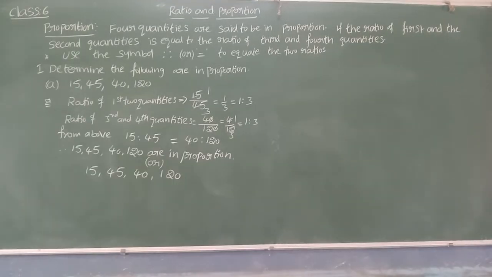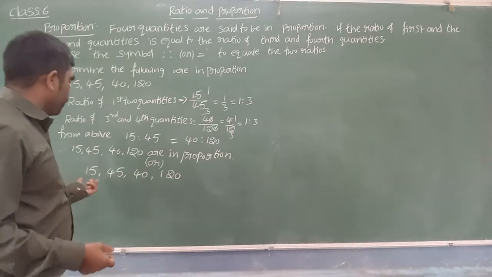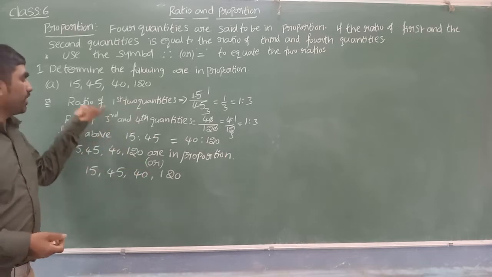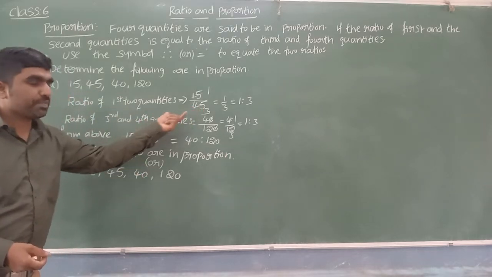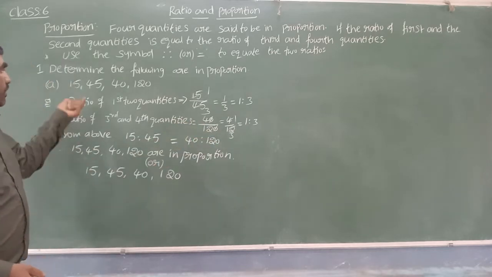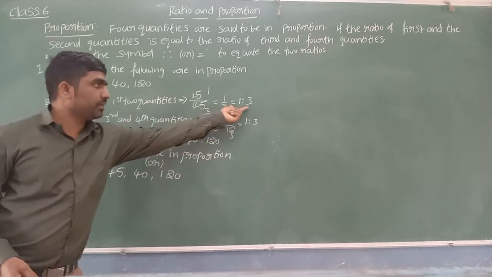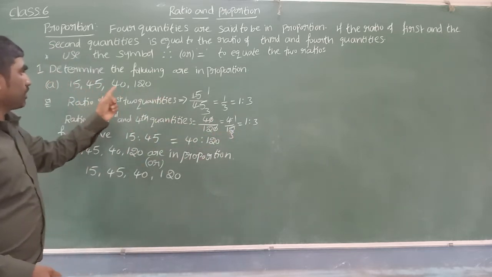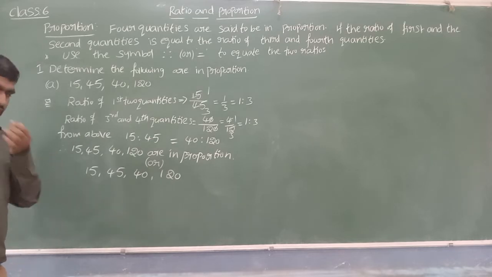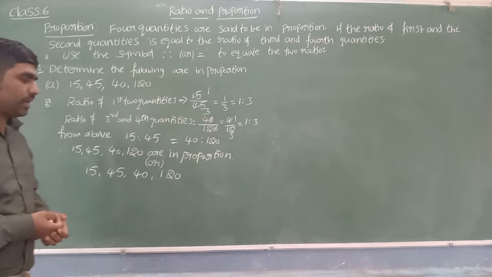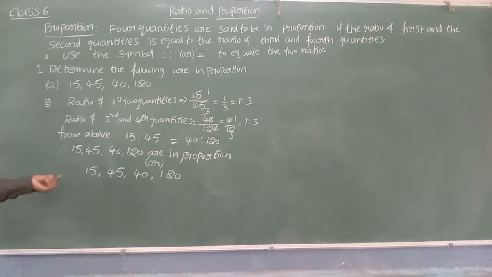Okay children, let's see another method. How can we verify whether the given four quantities are in proportion or not? Here we have the first method. Find the ratio of first two quantities, then find the ratio of second two quantities. If the ratio of first two quantities equals the ratio of second two quantities, then these four quantities are in proportion. The equality of two ratios is called proportion. So let us go with another alternate method.